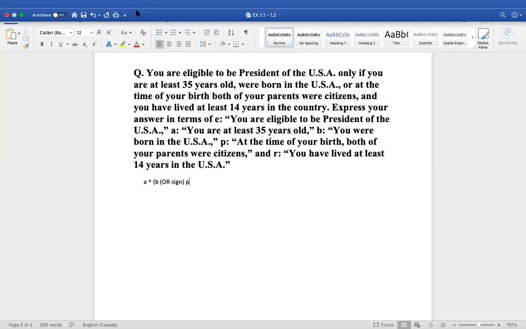And now the other statement is, and you have lived at least 14 years in the country, which is the proposition R. So again, we need the and operator here. If you have these qualities, then you will be eligible to be the President of the United States, which is represented by the proposition E.